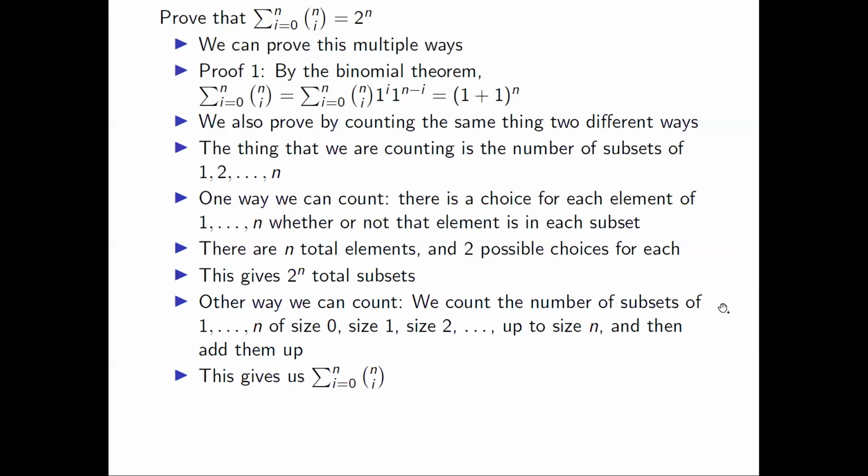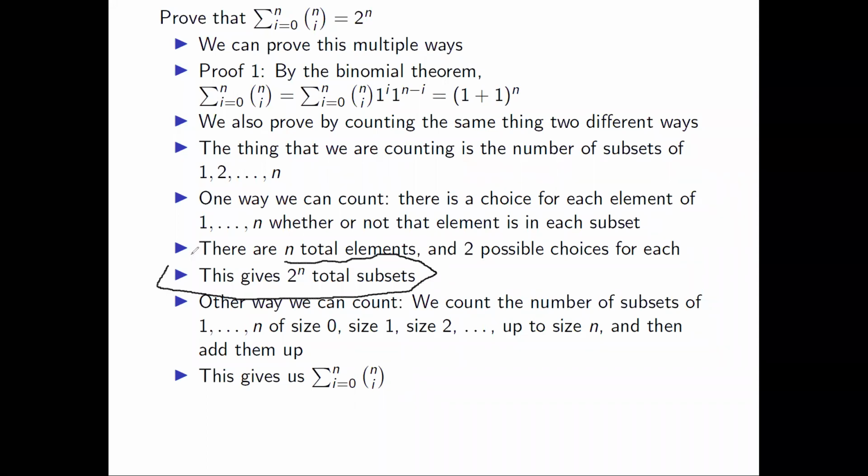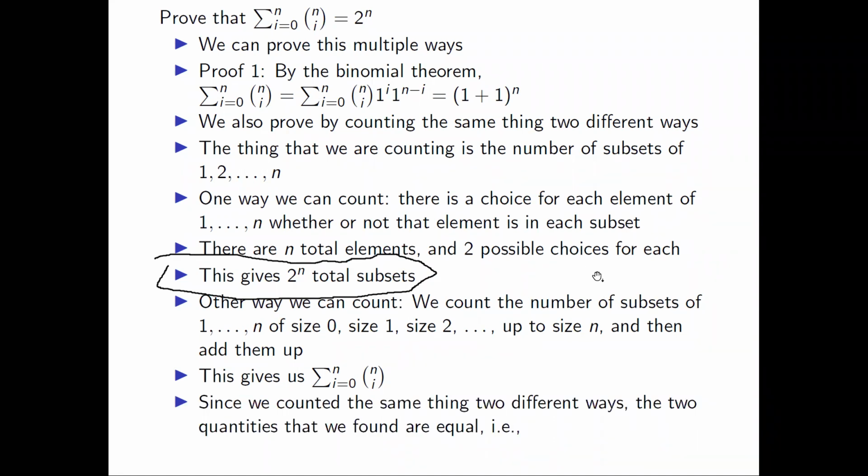And again, this is the same quantity that we were counting before, the total number of subsets of 1, 2, up to n, which we saw before in this bullet was 2 to the n. So we just proved the identity by counting the same thing 2 different ways. And that identity, same one as the top, is the sum from i equals 0 to n of n choose i equals 2 to the n.